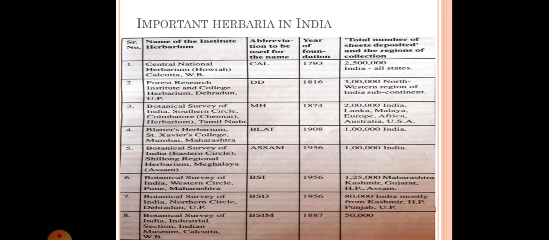The next, Forest Research Institute and College Herbaria, Dehradun, Uttar Pradesh. The abbreviation is DD. Year of foundation 1816, and total number of sheets, 3 lakh. Then next, Botanical Survey of India, Southern Circle, Coimbatore, Madras Herbarium, Tamil Nadu. The abbreviation is MH. Year of foundation 1874, and total number of sheets, 2 lakh.